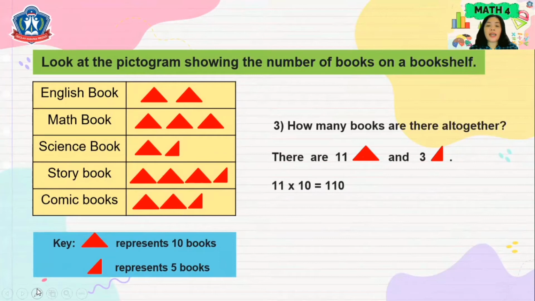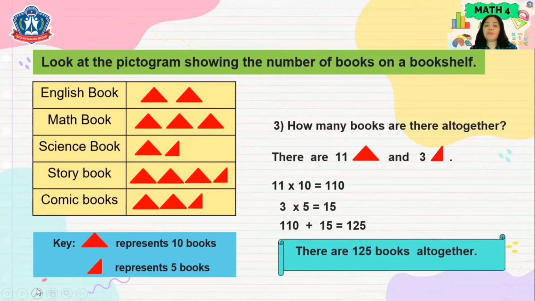So 11 times 10 is equal to 110 because we have 11 whole triangles, so we will multiply it by 10. And our half triangles, we have 3, so we will multiply it by 5 because a half triangle represents 5 books. So we have 15. After that, let's add. 110 plus 15 is equal to 125.